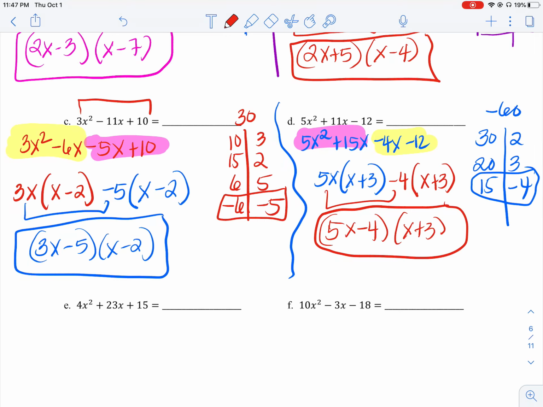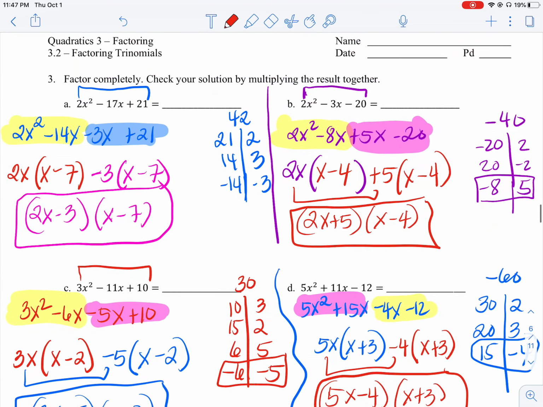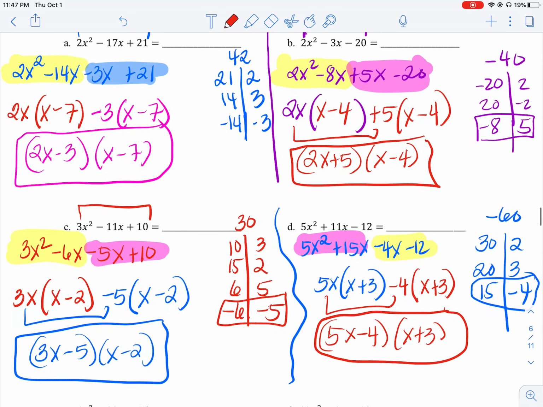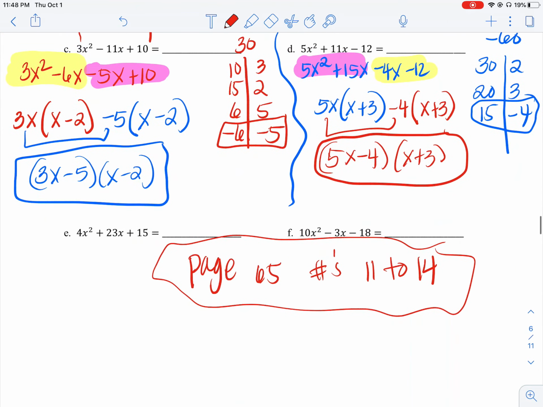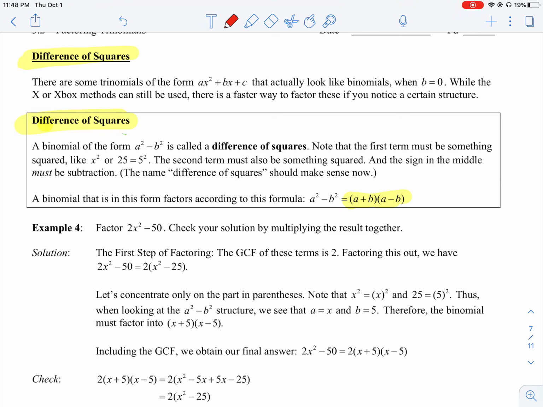And done. Okay? So I think you are ready to do page 65 on the homework page, numbers 11 to 14. If you go to page 65, numbers 11 to 14, you will see this part of the problem. I would like you to pause the video and do numbers 11 to 14 on pages 65 and 66. And then the last lesson for factoring trinomials is what we call difference of squares.